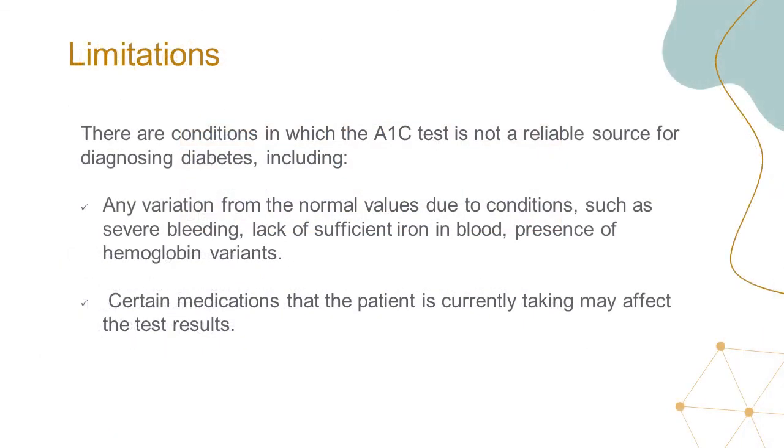The limitations: there are conditions in which the A1c test is not a reliable source for diagnosing diabetes, including any variation from the normal values due to conditions such as severe bleeding, lack of sufficient iron in the blood, presence of hemoglobin variants, and certain medications the patient may be currently taking may affect the test results.